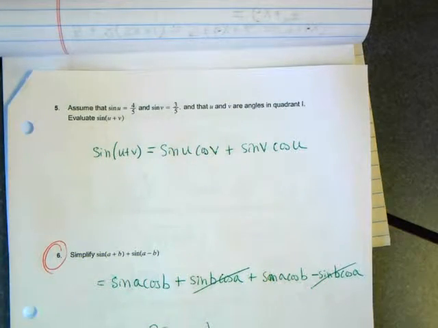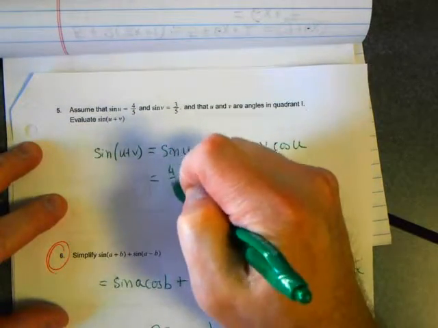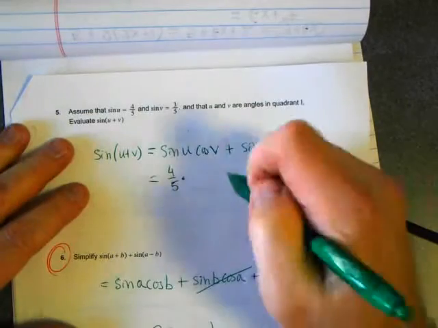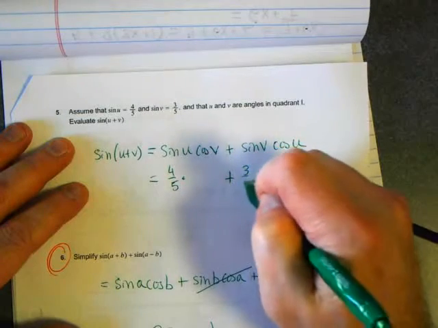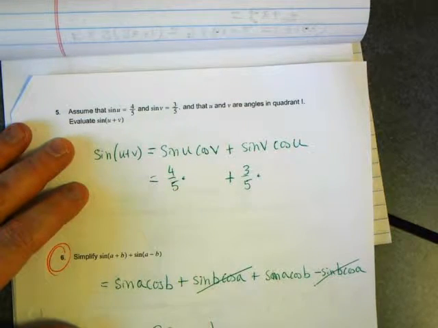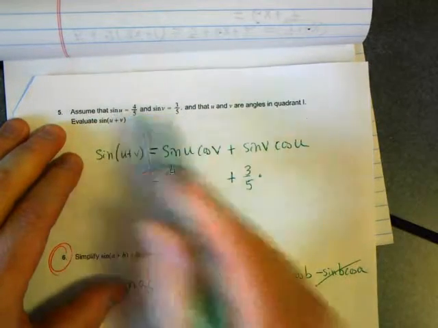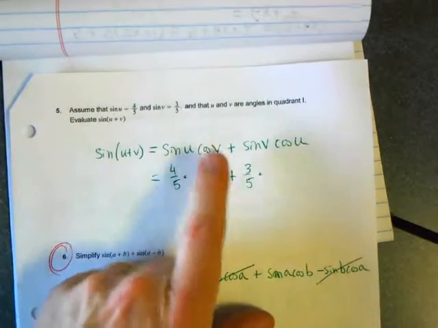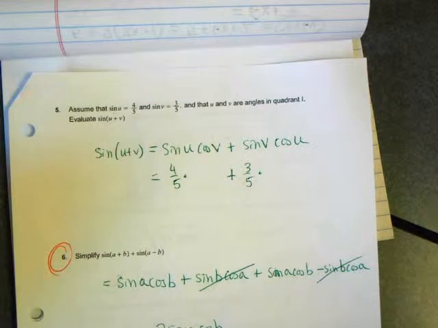Well, a couple of these things I know. I know sine of u. Sine of u is 4/5. Do I know cosine v? No? All right, I'll leave that one blank for a minute. Plus, do I know sine of v? Yep, that's 3/5. And do I know cosine u? No. So it wouldn't be like sine 4/5. It would just be 4/5 because it says sine of u is 4/5. All right, well, I need a number for cosine v. How am I going to find a number for cosine v?